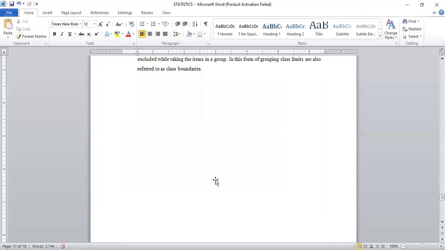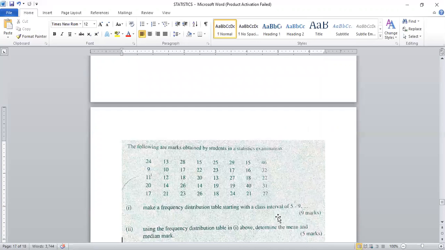If you check our first question, the one on our assignment, the question was only asking us to make a frequency distribution table starting with a class interval of 5 to 9. So in this case, you are the one who was deciding whether to use inclusive form of grouping or exclusive form of grouping.